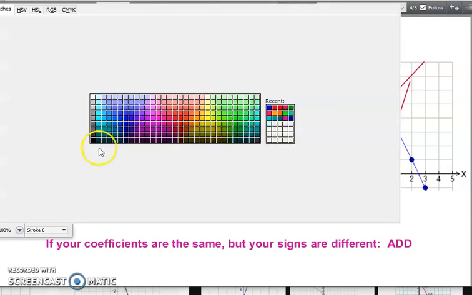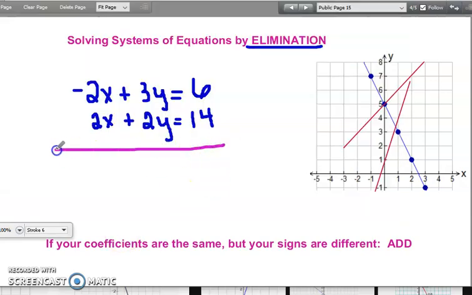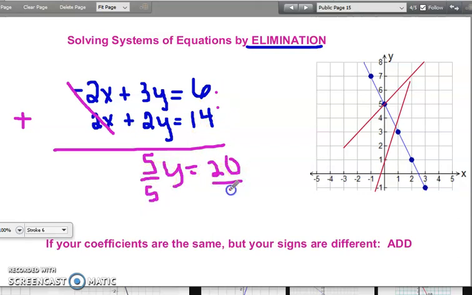So I am going to add the columns. And this takes some getting used to, but you'll get used to it. A negative 2 and a positive 2 is nothing. They're 0. No more x's left. 3y's plus 2y's gives me 5y's. 6 plus 14 gives me 20. I just divide both sides by 5. And I can see that my y is 4. I know my y in my ordered pair is 4. I can substitute 4 in here to find out what my x is.